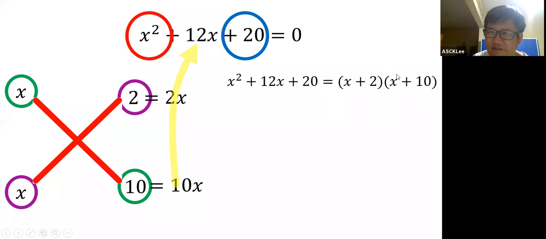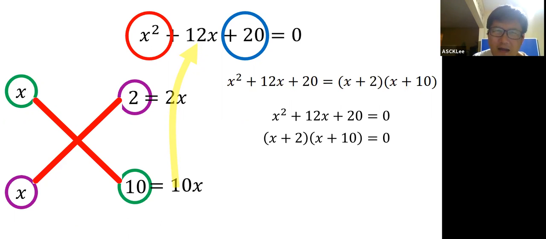Remember, you obtain your factors from this diagram. What are these? These are the factors of this quadratic expression. You must get your terms, your vocab correct. x plus 2 and x plus 10 are factors of this quadratic expression. But we have not been asked to factorize the expression. We have been asked to solve this. So we haven't solved it yet. We don't have any solution.